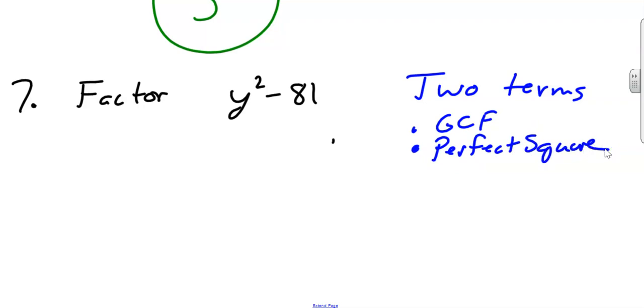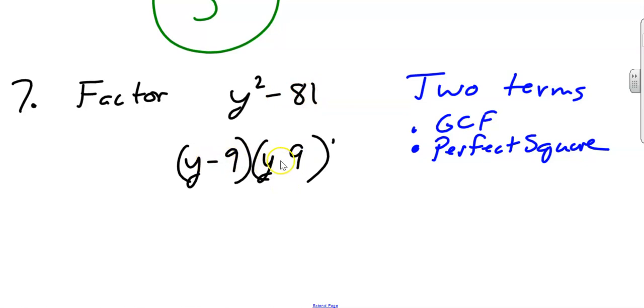So that one's off the list, which means we get to do the perfect square shortcut. And if it's perfect squares, well, y squared is y times y, and 81 is 9 times 9. And since it's a negative 81, one's got to be negative and one's got to be positive.